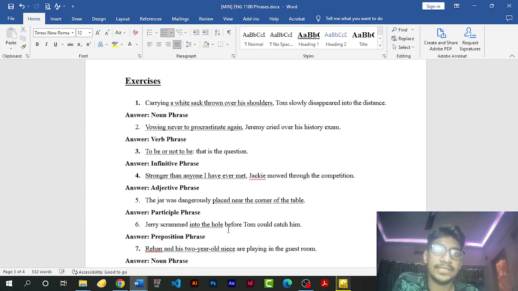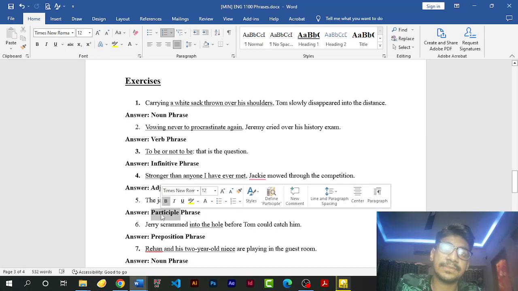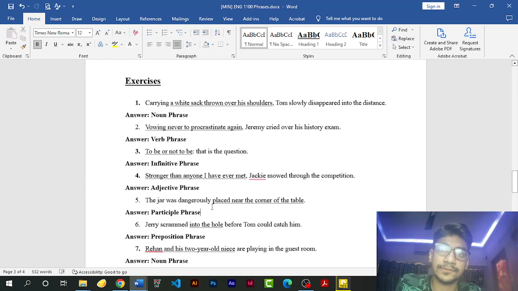So it did not itself do something. That's why it's not a verb. Whenever it's an active verb like place, placing something, placed someone, it's a verb. But here it's in the passive, so it's the participle. So it's a participle phrase.